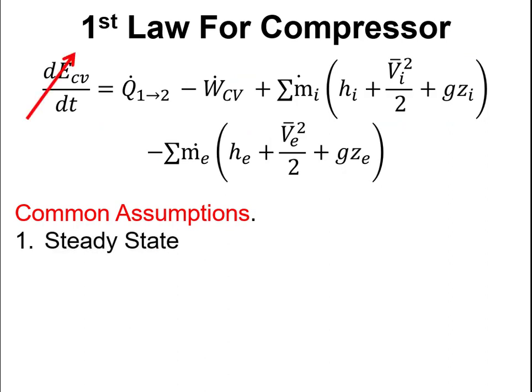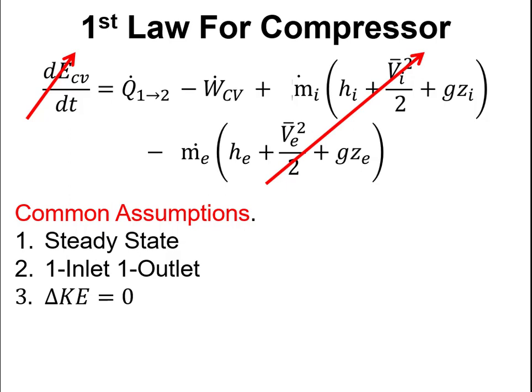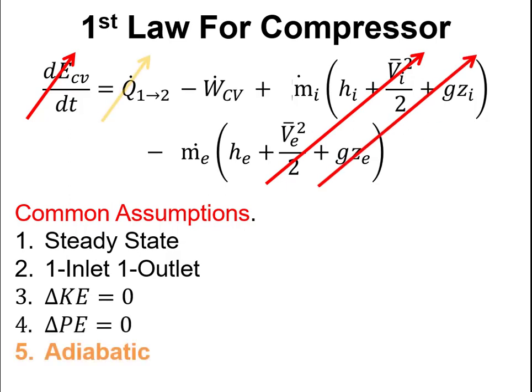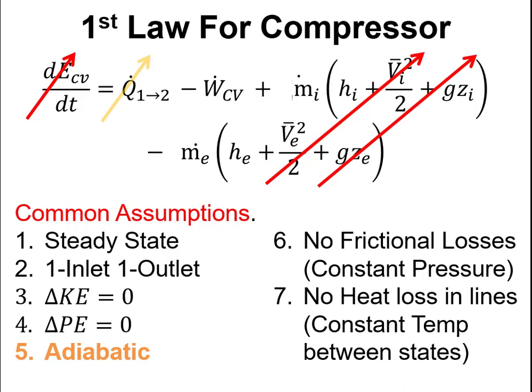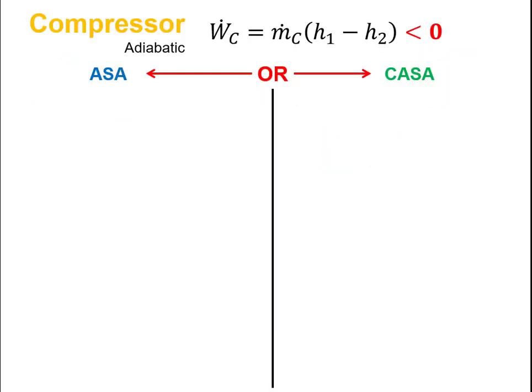In a compressor, I'll assume that it's steady state, 1 inlet, 1 outlet. I'll neglect changes in kinetic energy and neglect changes in potential energy. I'll assume that the compressor is adiabatic, but that it consumes power and that there's no friction or pressure losses in the system. If this is a cold air standard analysis, I'll change my delta H to Cp times delta T. I don't know the power consumed by the compressor, but I know everything else but T2.